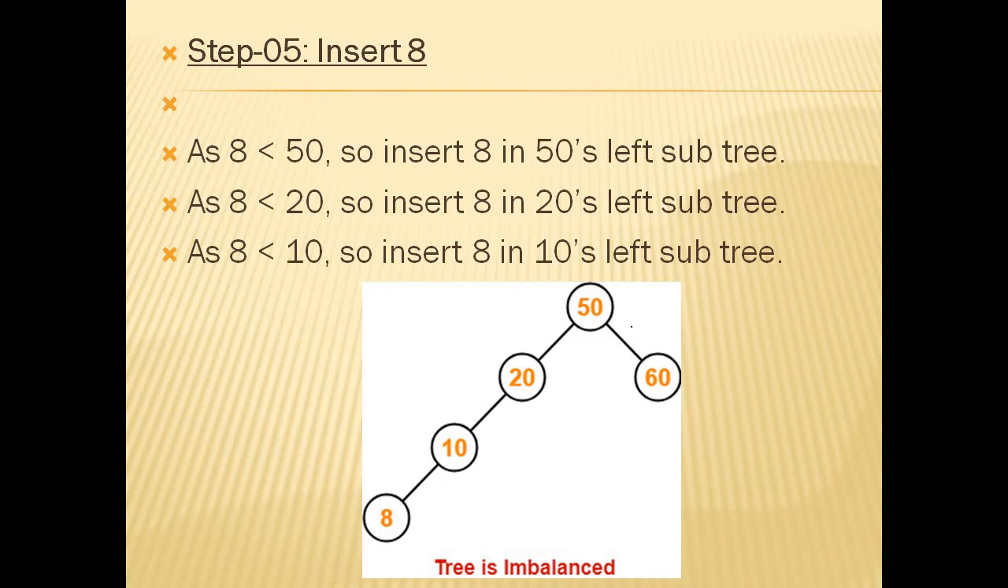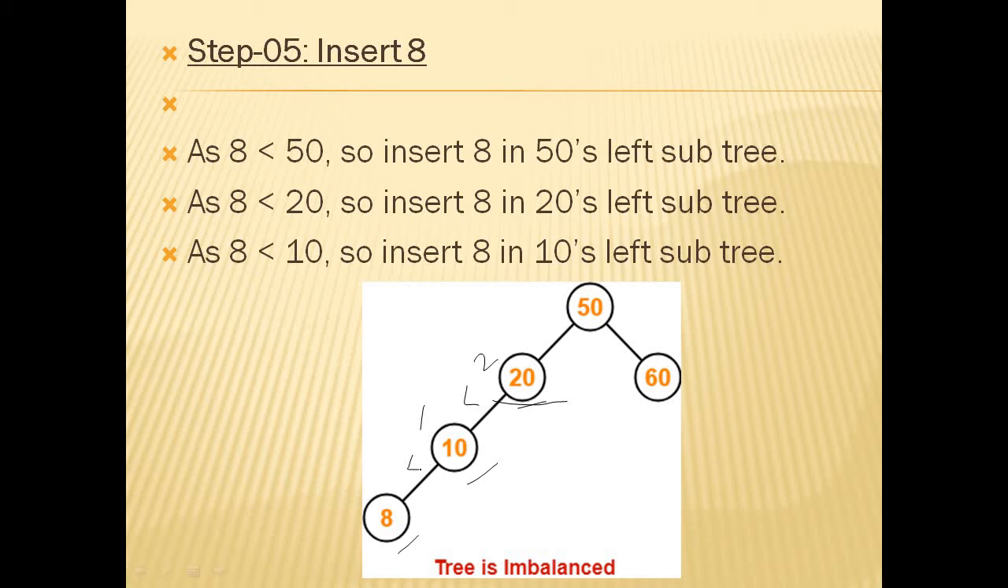Next, insert 8. 8 will come to the left side. On the left-hand side we already have 20, so it comes to the left. We already have 10, so it comes to the left again. Now when I calculate the balancing factor, for this it is 1, for this it is 2. So the balancing factor 2 minus 0 is 2. So here I found imbalancing. And where did I find imbalancing? Here. This is LL.